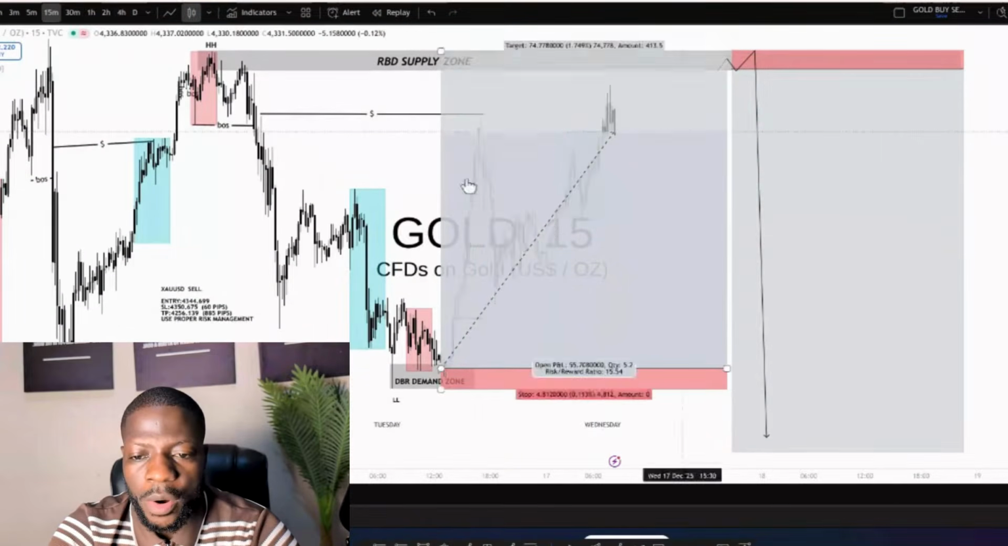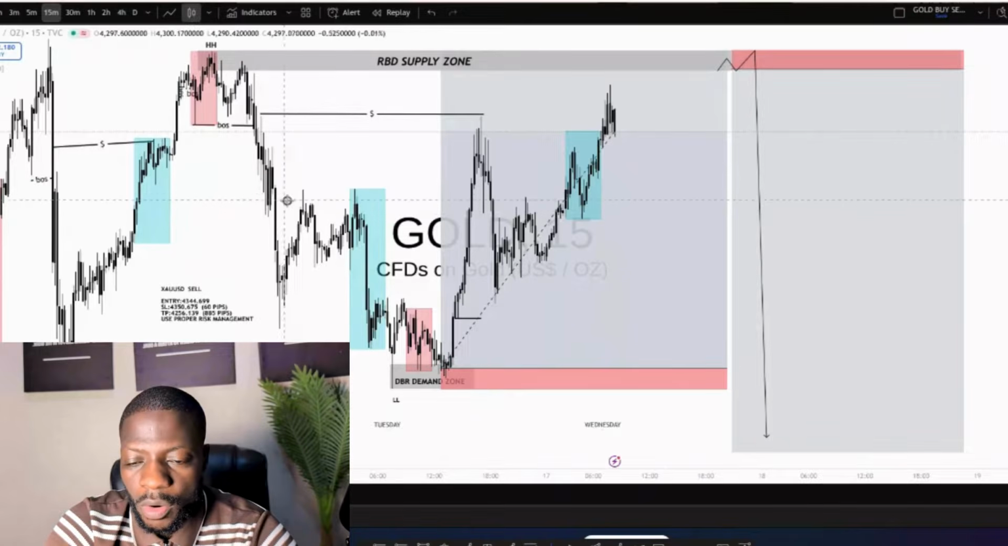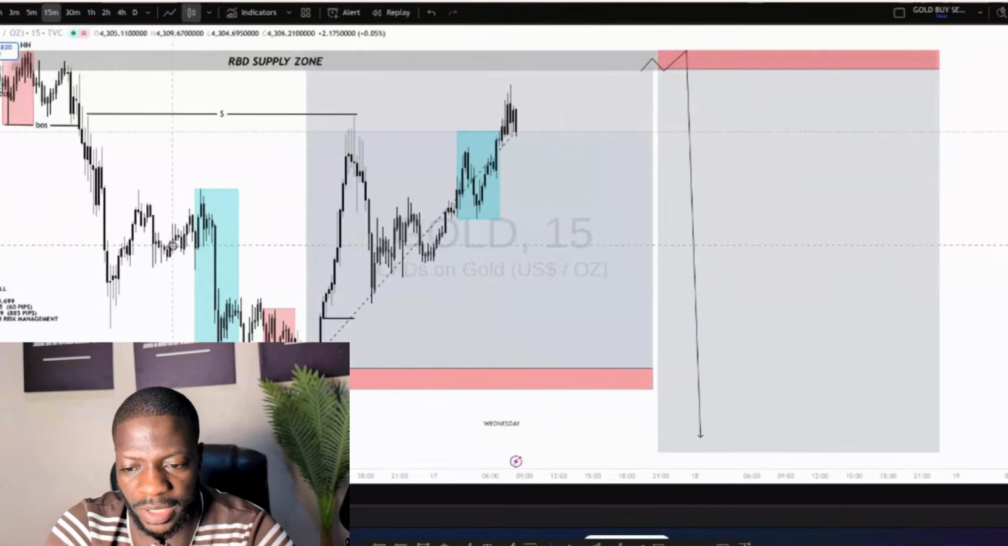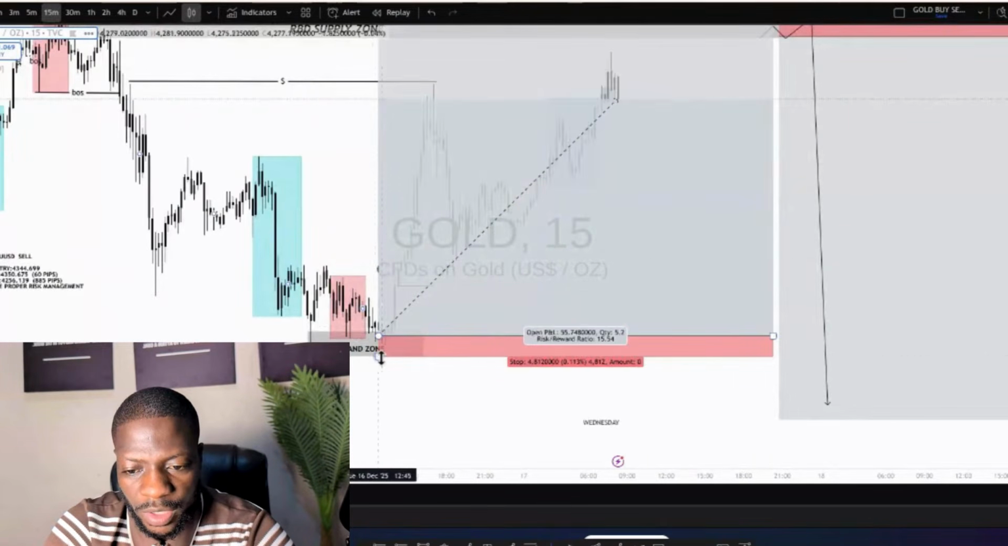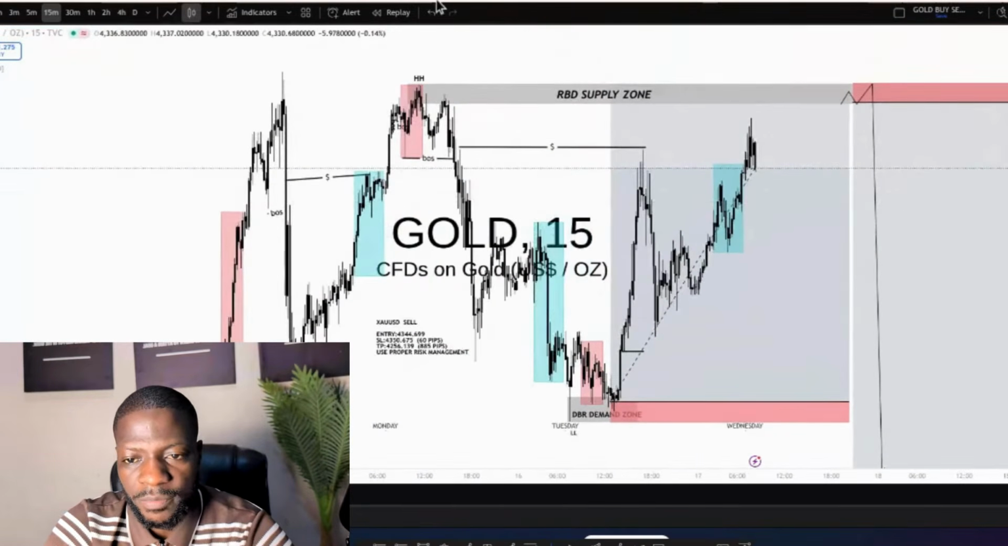So let me show you how I was able to catch this 1:11 risk reward ratio on gold right here. You can see that we had a nice drop base rally with a break of structure to the upside, and then we had the market retracing all the way to our area before we push to the upside. But let me show you before all this happened right here.